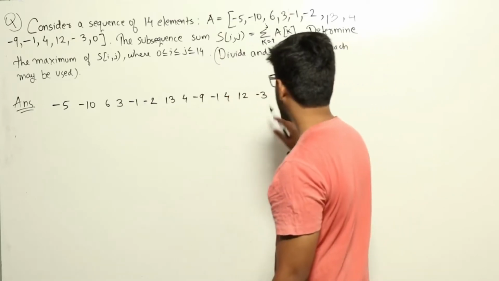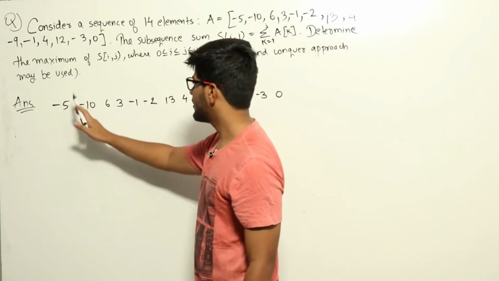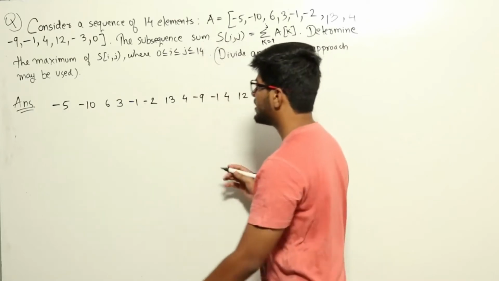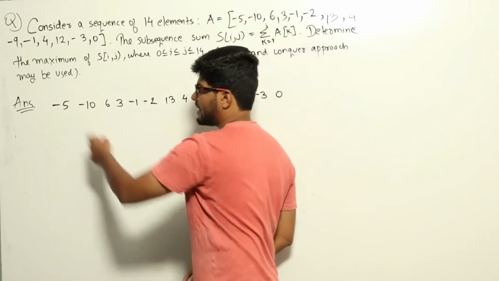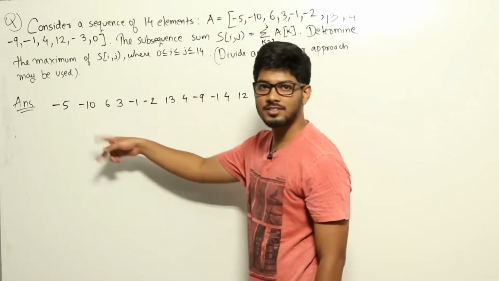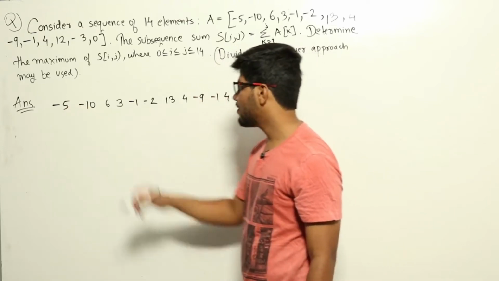Now if you look at the numbers here, you will see that the first number is -5, meaning if we take the sequence from the start to the end, if we remove this number, that is minus 5, our sequence sum will increase by 5. So we definitely won't need to take minus 5 in any of the subsequences.